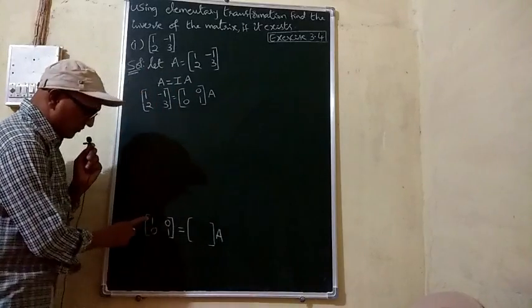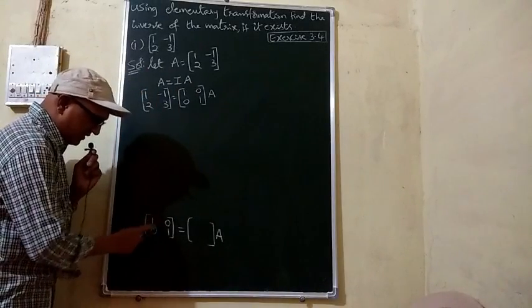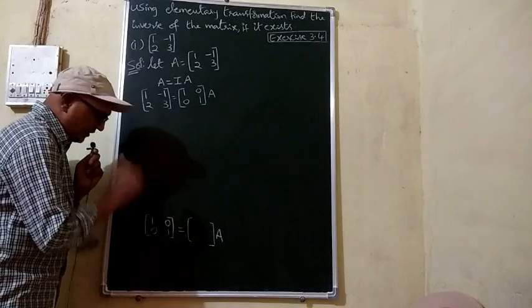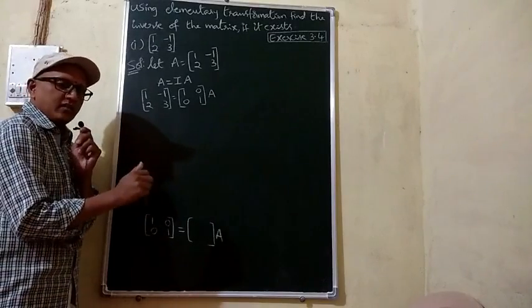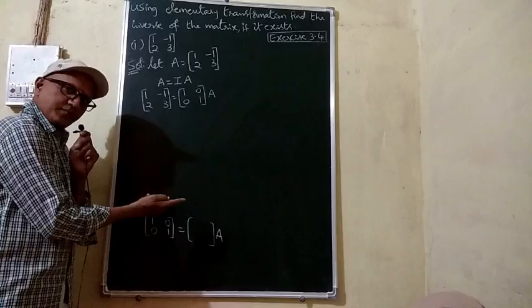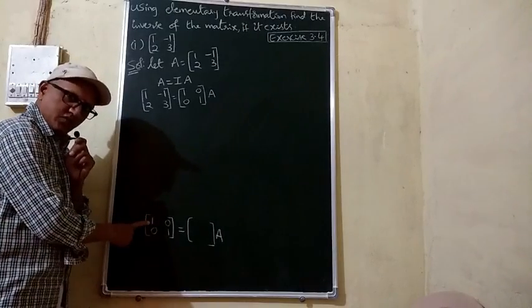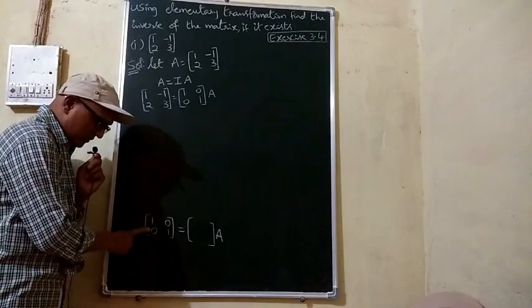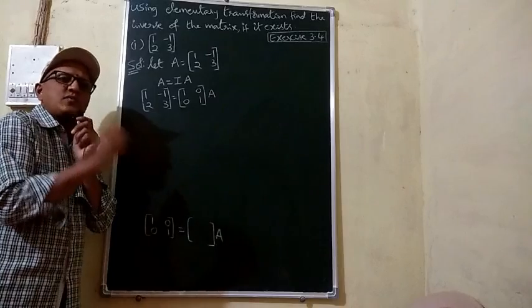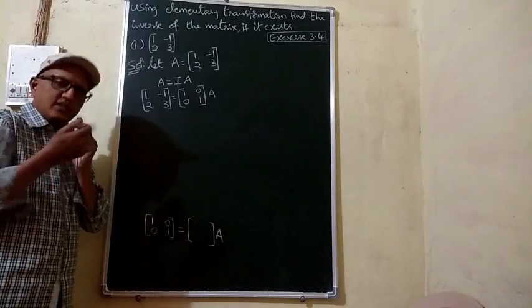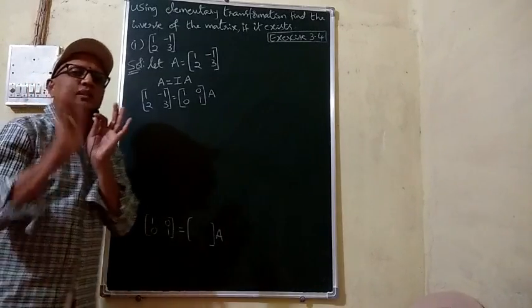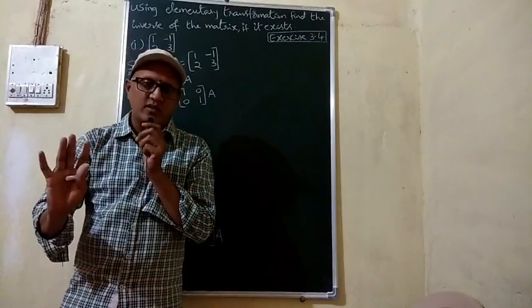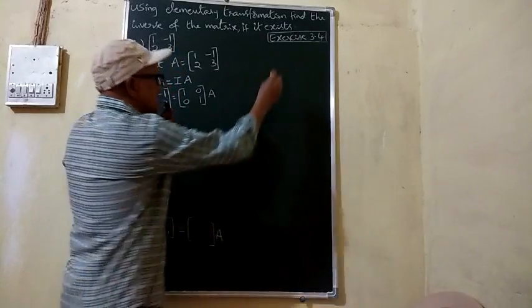Now let us see. First, what do we have to do? Here 1 is there, 0 is there, 0 is there, 1 is there. First, which one do we have to give importance to, or bring? Is it our wish? No. Let us follow a systematic way. What is that systematic way? Let us see here.